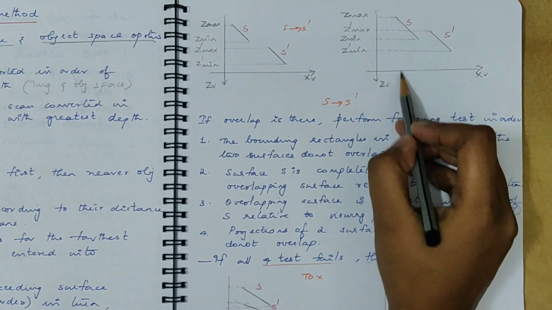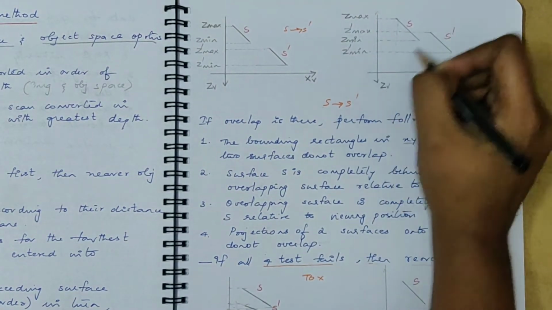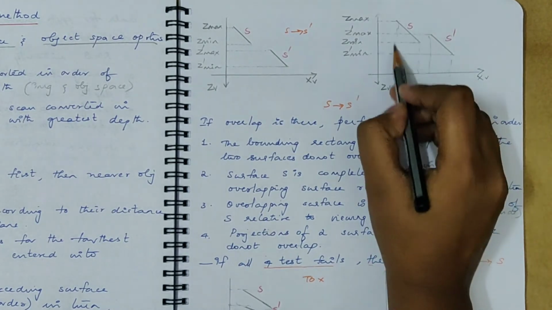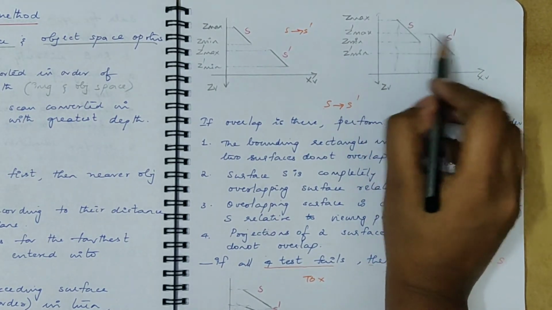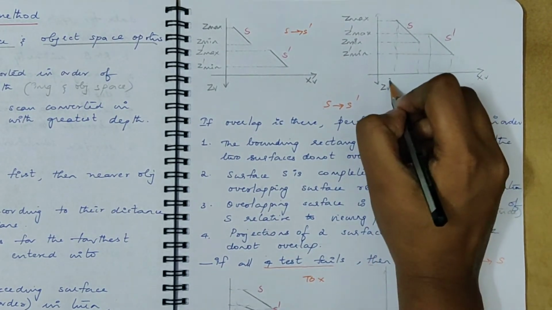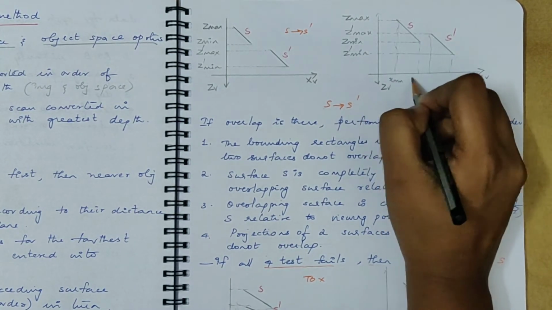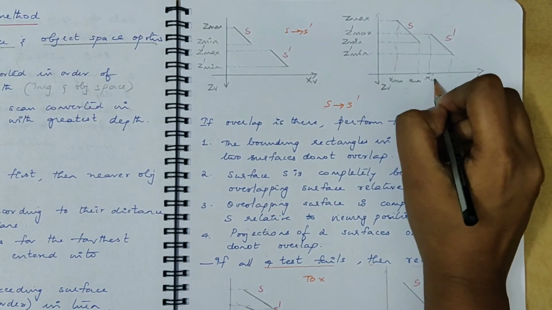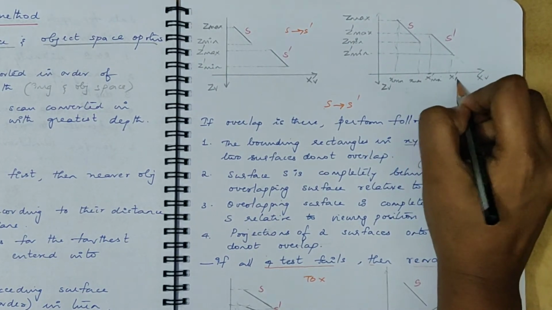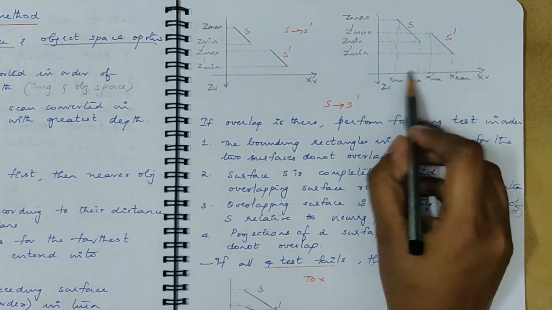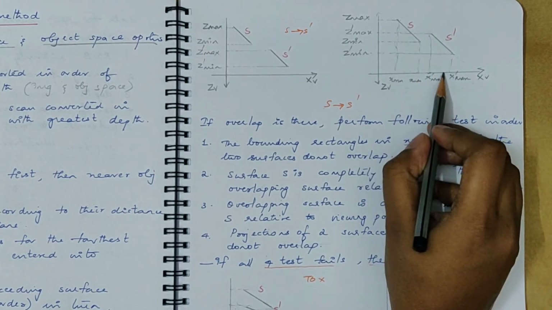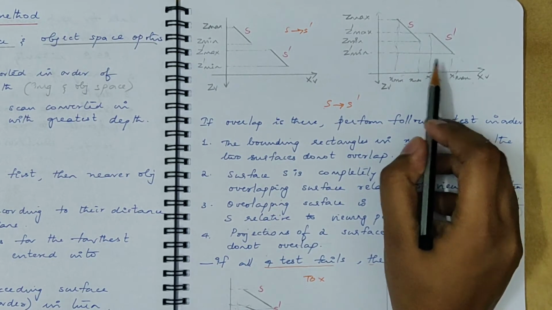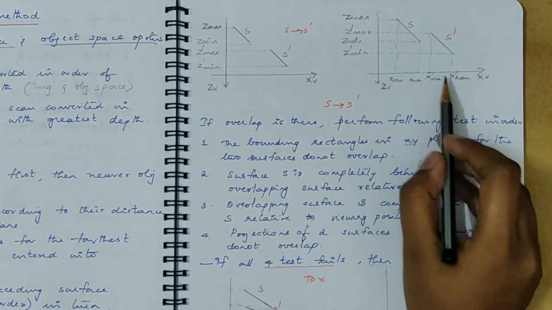Since here you have the X direction, if you take the projection, this is the X value for the surfaces S and S dash. This is X min and this is X max, and this point is X dash min and this is X dash max. You have to check if there is an overlap between these 2 surfaces in the X direction. If there is an overlap in the X direction, then X or Y direction, that's what they mean.